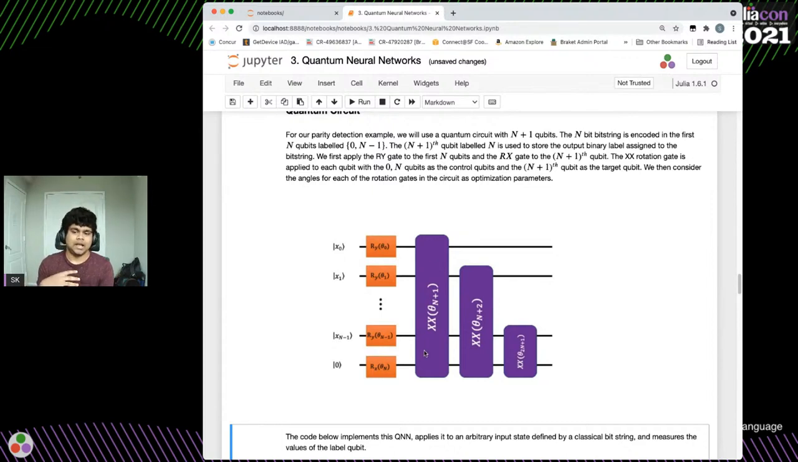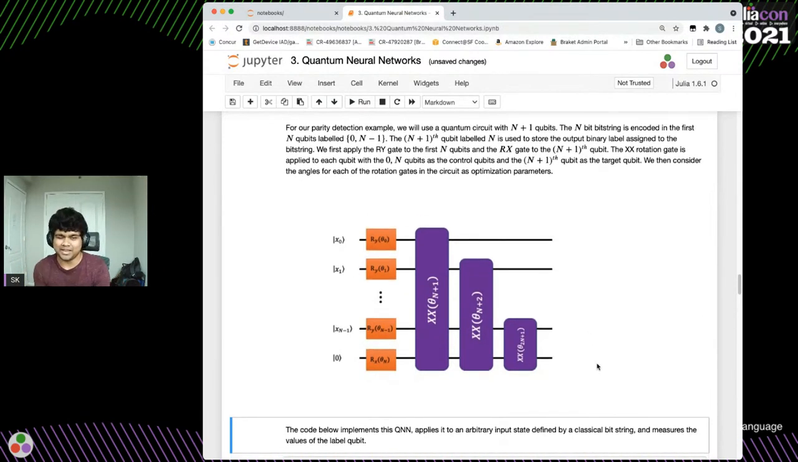So what that means is that if you had an n-bit bit string, then you would have an n plus one qubit circuit, and you would embed your input into the first n qubits in the way that we discussed before. And you would basically consider the last qubit as the label, and you would measure the label qubit and optimize for the label qubit measurement being the correct label for that particular data. Right. If this doesn't make too much sense right now, that's okay. We'll be going over this in some detail just below.